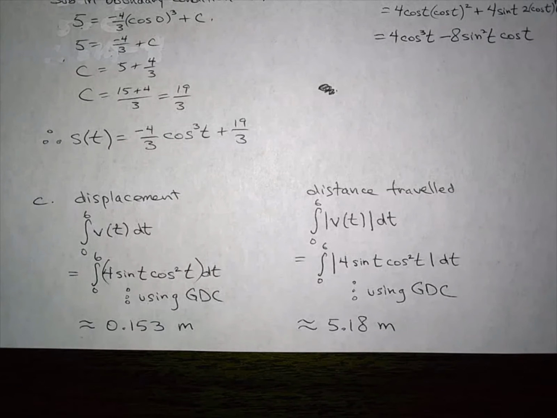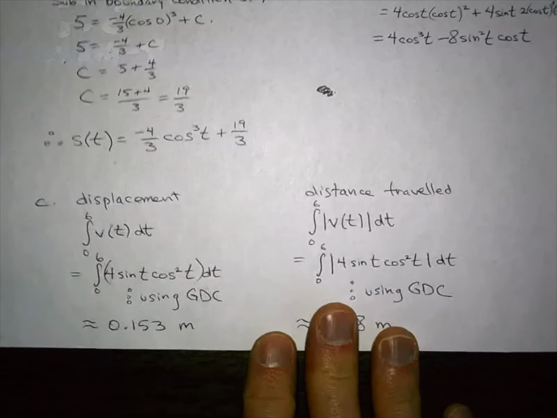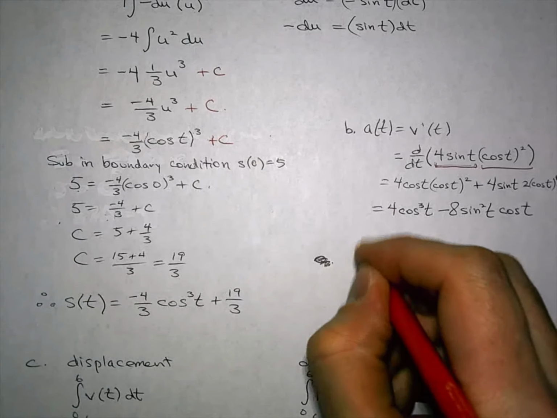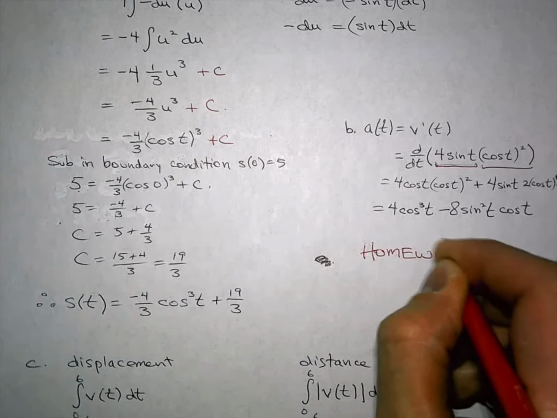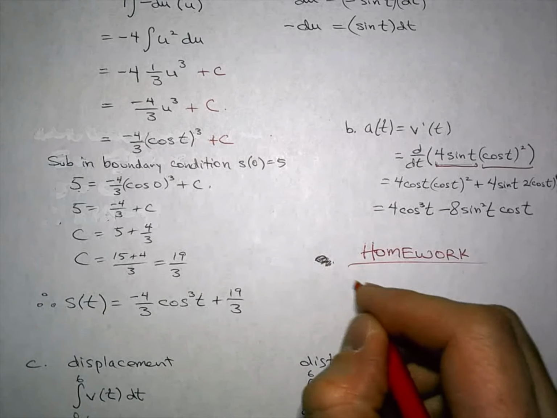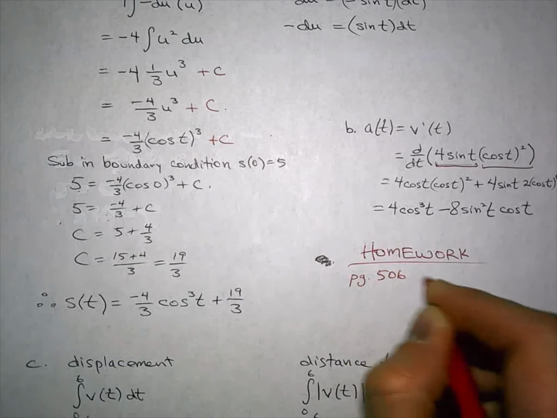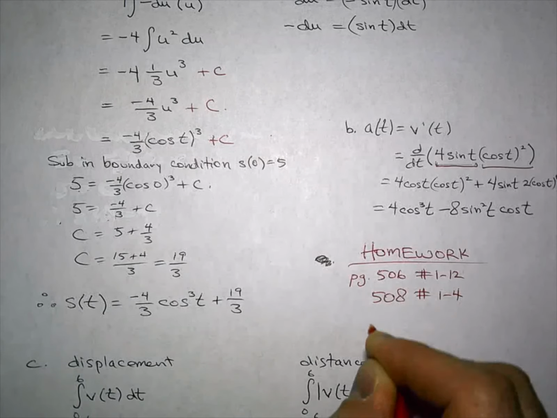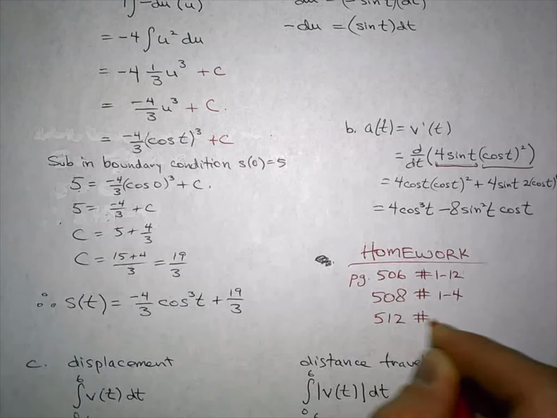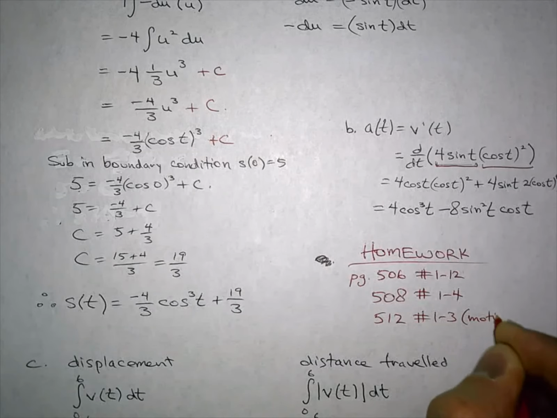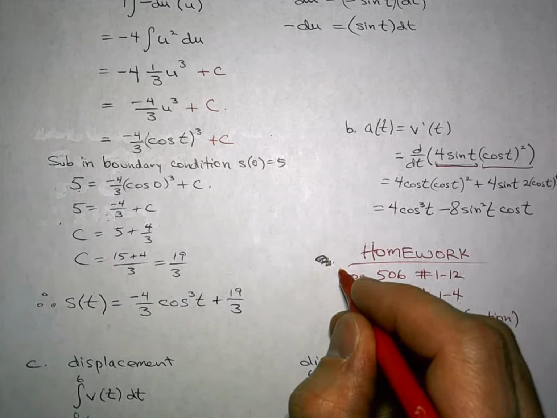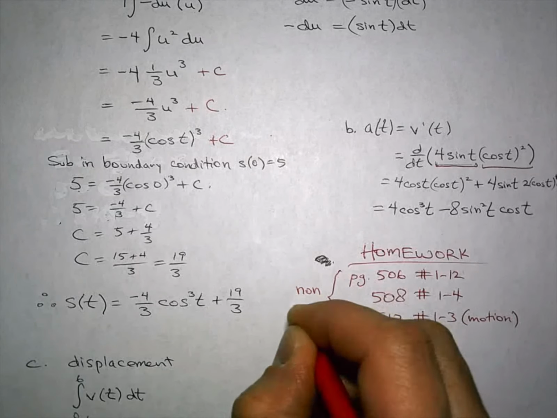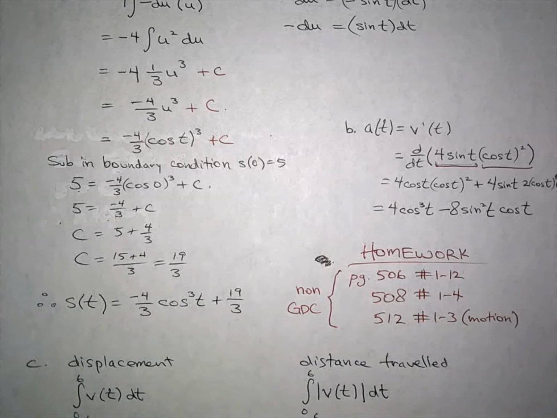And that's it. That's the end of our long journey in IB math. Wow. No, don't cry because it's over. Laugh because it happened. You have one last day of homework. There's lots of it. So page 506, number 1 to 12, 508, number 1 to 4, and 512, number 1 to 3. And those last ones are related to motion. And these are all non-GDC apparently. So you'll get some great practice of integrals without using your GDC.